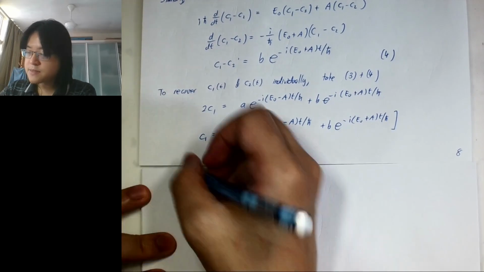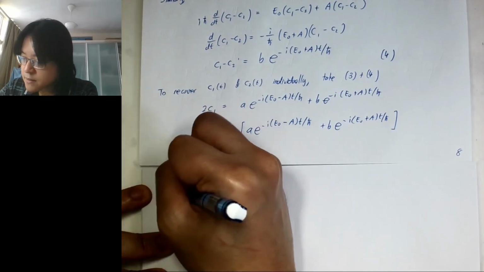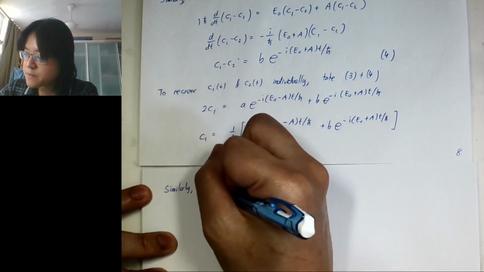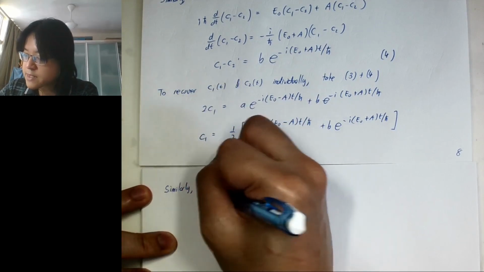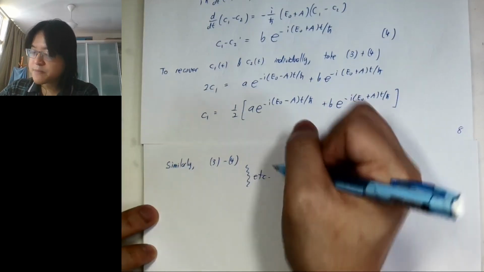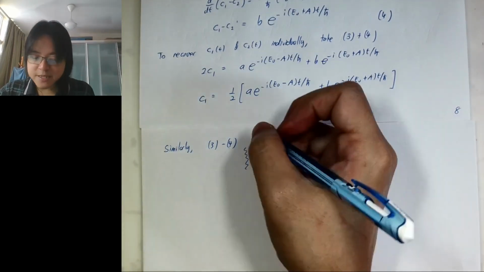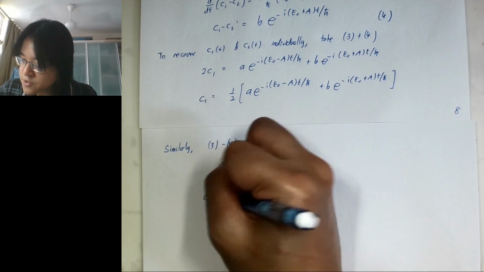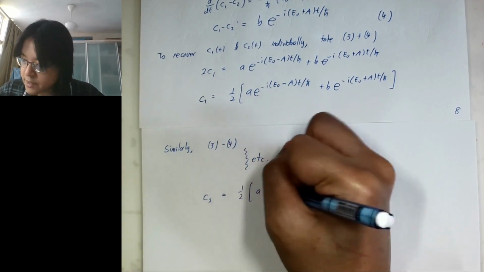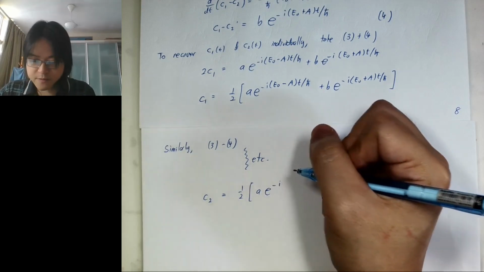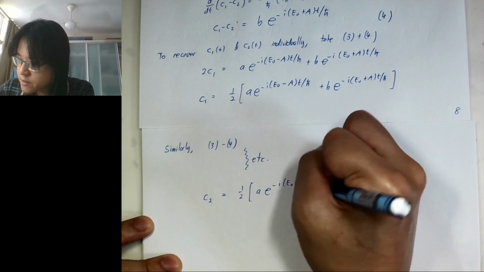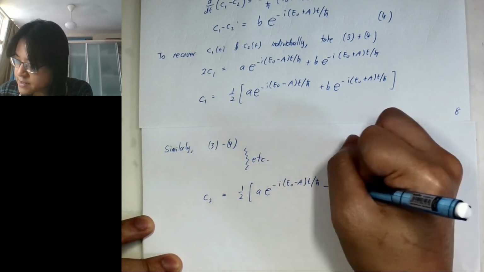Then if you do the same method, if I take equation 3 minus equation 4, I think I will skip ahead because it's the same thing and I don't want to waste time. You get the C2 solution. So the C2 solution is just a half of A e^(-iE0 - AT)/ħ, and then this time it is a minus.